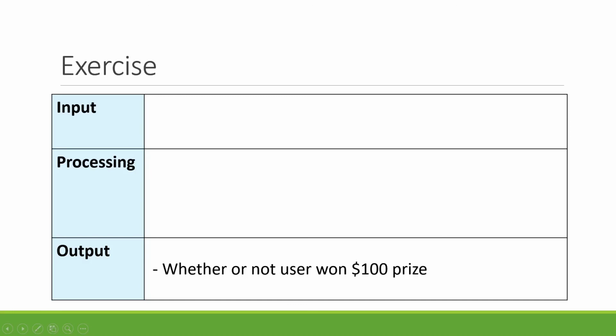So we have, for our output, one of two messages, whether or not the user won the $100 prize. What inputs do we need? We either need the ticket number or we need the number of biscuits. If they enter a ticket number that's 0 or less, we're going to have to ask them for the number of biscuits in the jar.